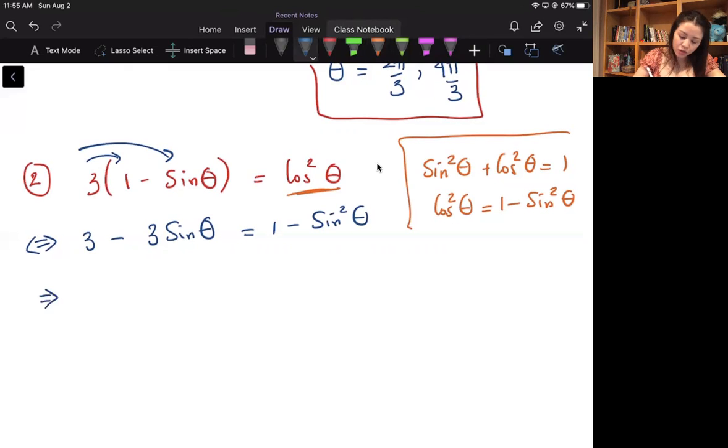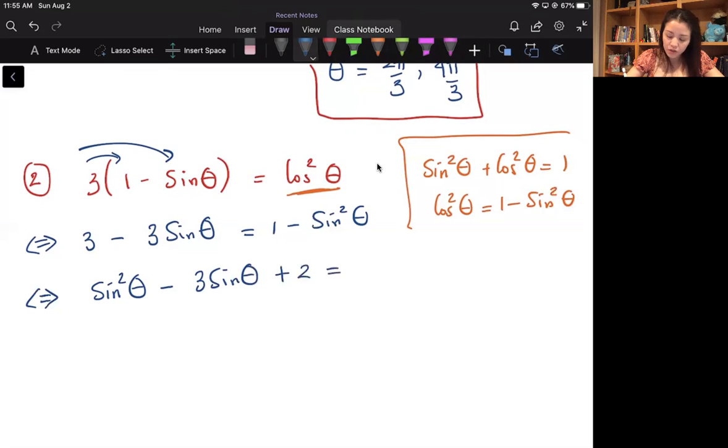Now I'm going to move all the variables and constants to the left-hand side, and on the right-hand side I'll have 0. So if I add sine squared theta to both sides, I have sine squared theta, and then I have minus 3 sine theta. If I subtract 1 from both sides, I have plus 2 equal to 0.